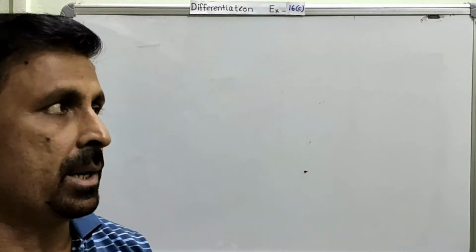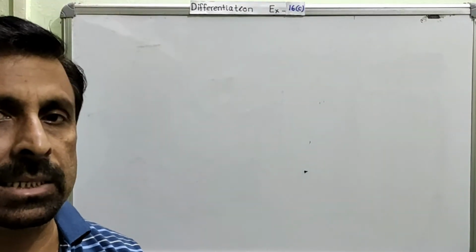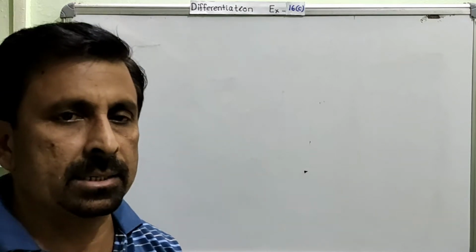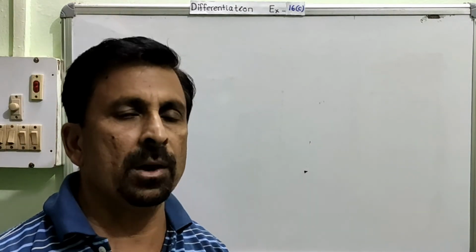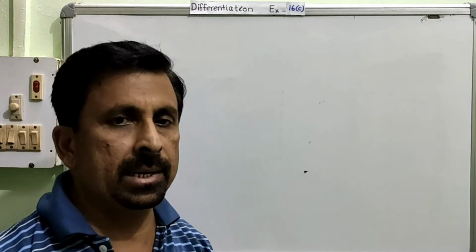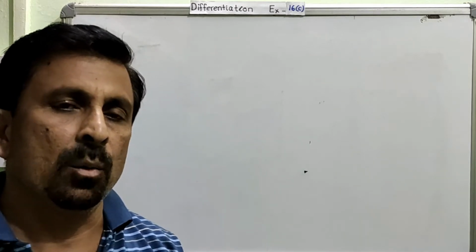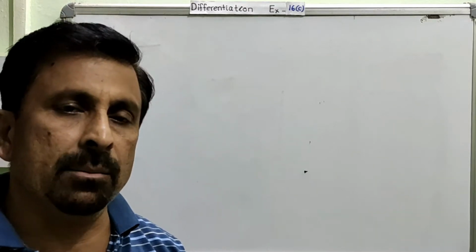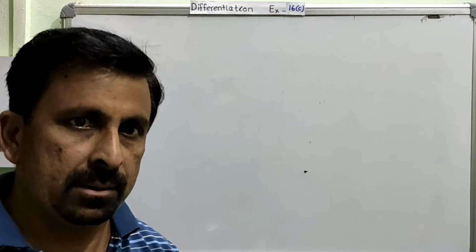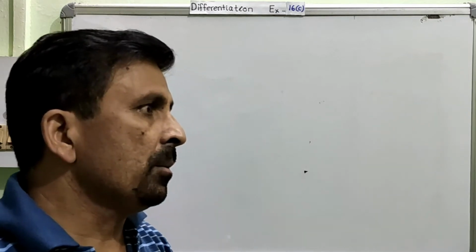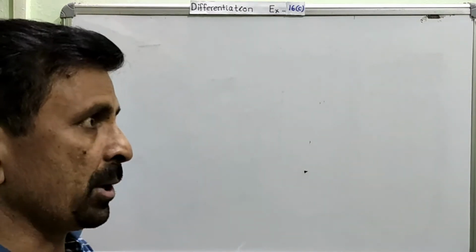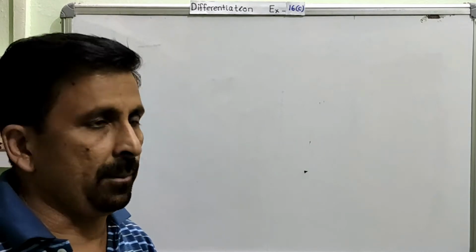Morning. Today we are going to start exercise 16C. Exercise 16C. So far we have seen the derivative of the algebraic function when they are given in the form of sum or difference. Right? Now we are moving on to the product form and quotient form.